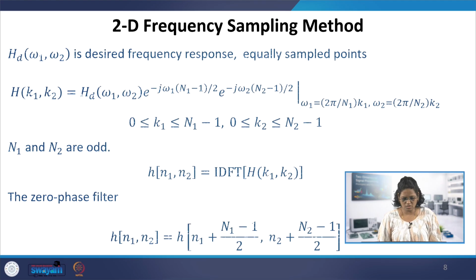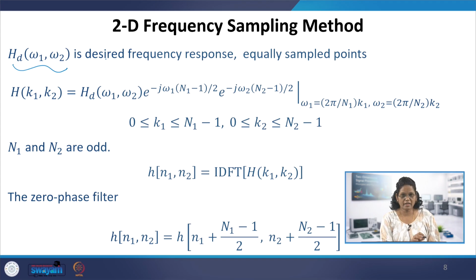So this is 1D. The same concept can be extended to 2D, in the 2D frequency sampling method, where the desired response HD of omega 1 comma omega 2, suppose it is a low pass filter, is going to be 1 for a certain range of omega 1 and omega 2, and 0 for the other cases. This can be circularly symmetric, or a separable response. So HD of omega 1, omega 2 can be either of these two, as we have seen in the previous lecture, the separable response and the circularly symmetric response.